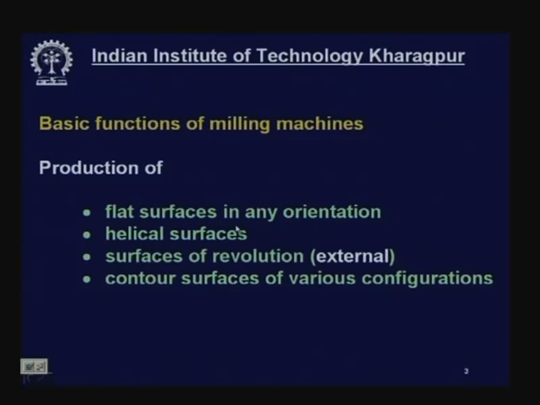Then helical surfaces. Helical surfaces are required, say, in gears or drills, milling cutters, reamers and so on. Then surfaces of revolution. Generally, cylindrical surfaces of revolution are produced by turning, but by milling cutters also we can produce these surfaces of revolution in certain situations. Now, milling machines also produce contour surfaces of various configurations like cams, then threads and so on.